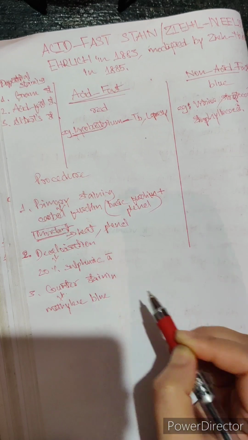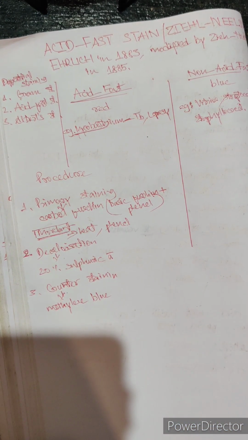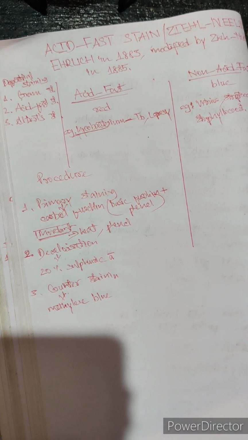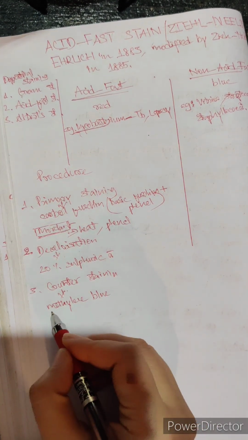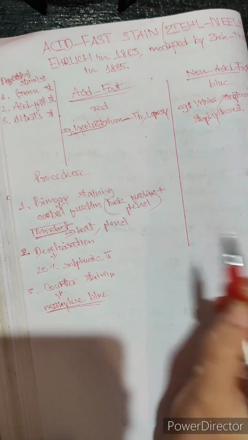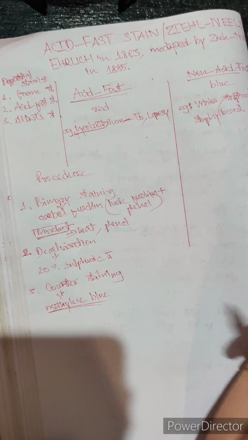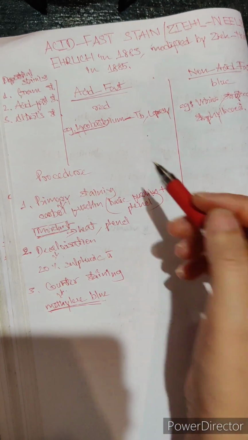In gram staining, methylene blue was used as the primary stain, but in acid fast staining, methylene blue is used as a counter stain. So after counter staining, your methylene blue is added.